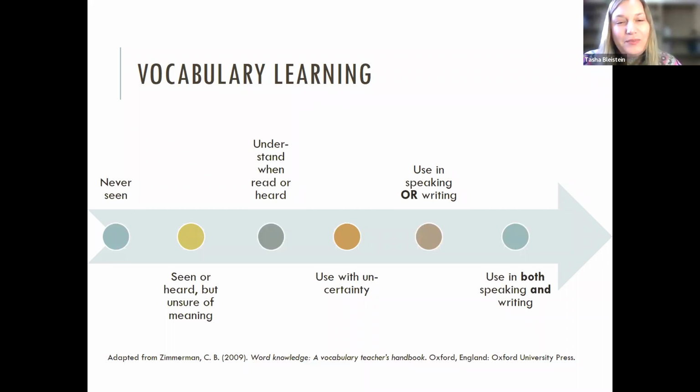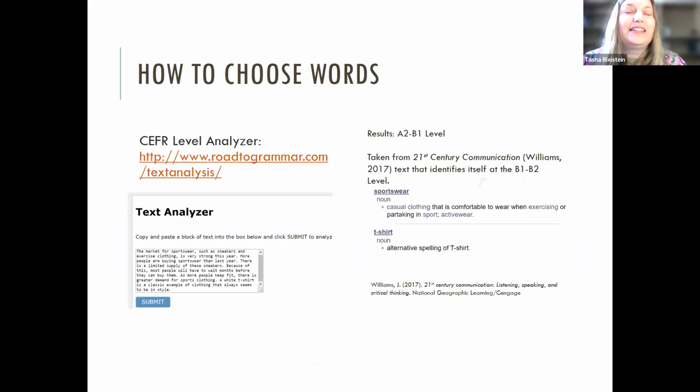So learners will be all across this continuum with different vocabulary words. And we want to help move them towards, obviously, the right side where they can confidently use it in both speaking and writing. So one of the questions you might have is how to choose words.